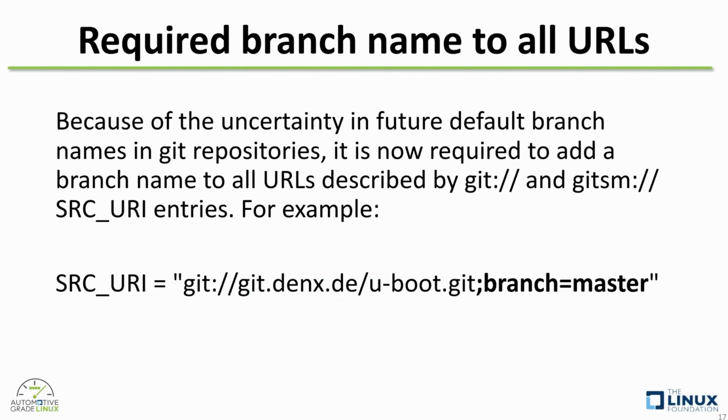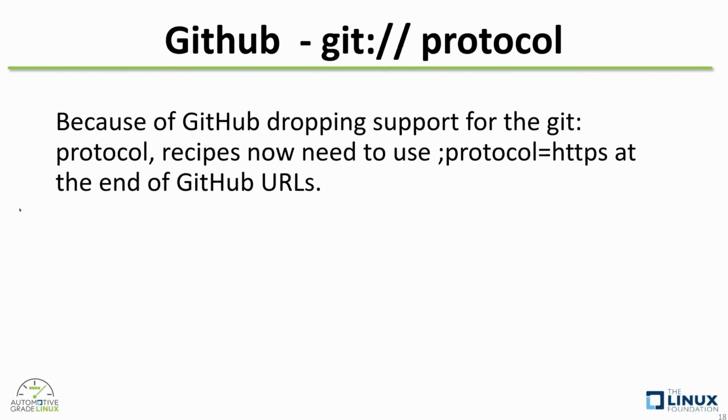Default branch names have changed. Instead of master, a lot of projects now use main or even dev. That means we cannot guess the main branch to be, quote unquote, master. Going forward, we have to specify the branch in the source URI. Also, if things are on GitHub, we need to use protocol HTTPS there.